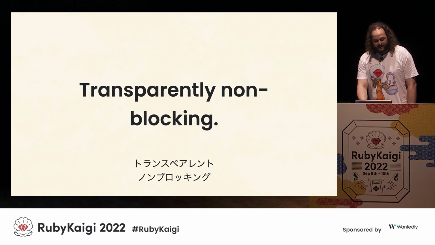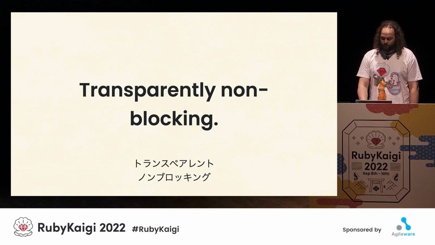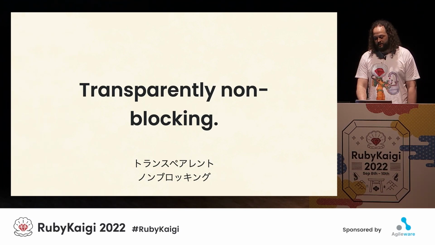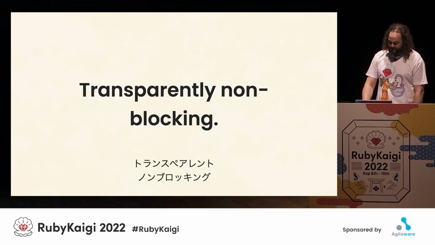So, with the hooks provided by the Ruby fiber scheduler, we can make existing Ruby code transparently non-blocking. It appears to execute sequentially, but it is internally multiplexing between fibers using an event loop. This is a huge achievement, and I'm really proud of it.